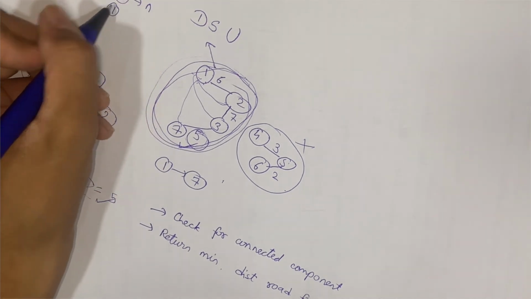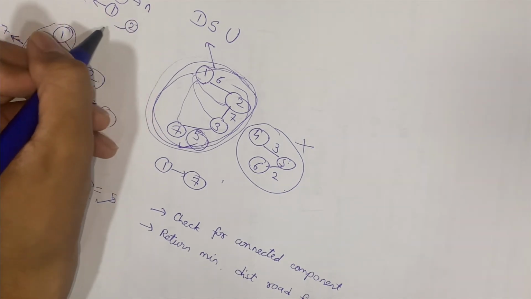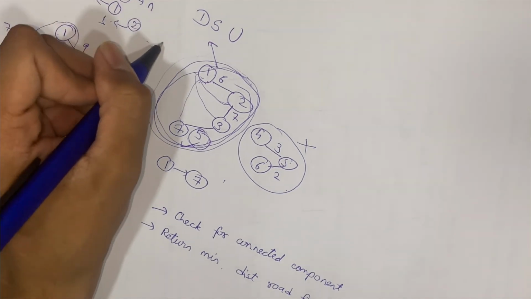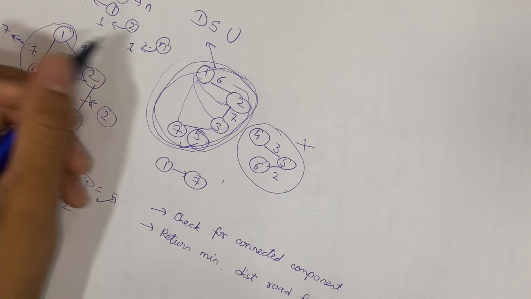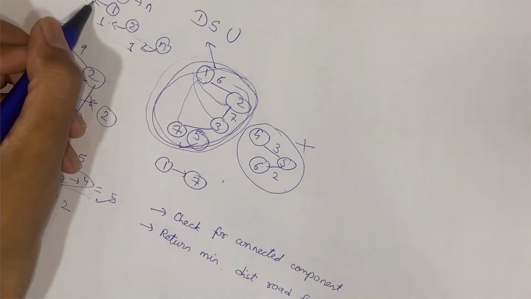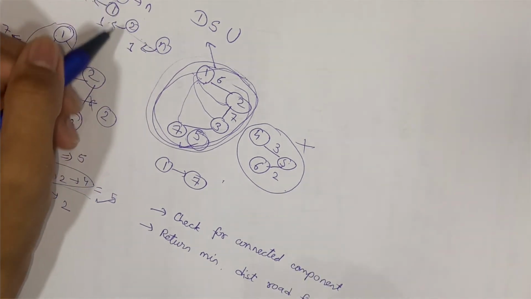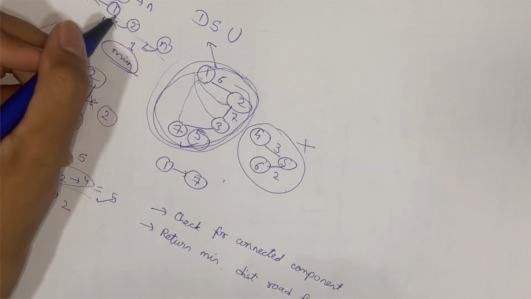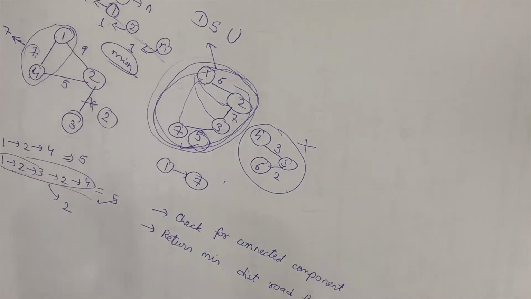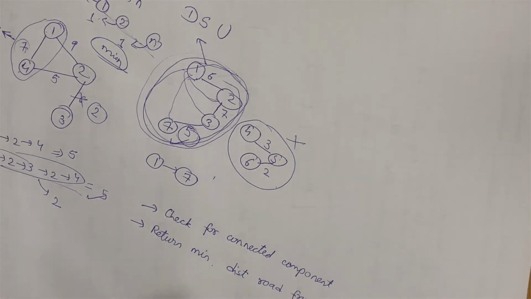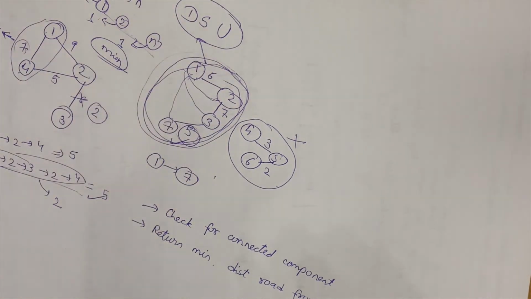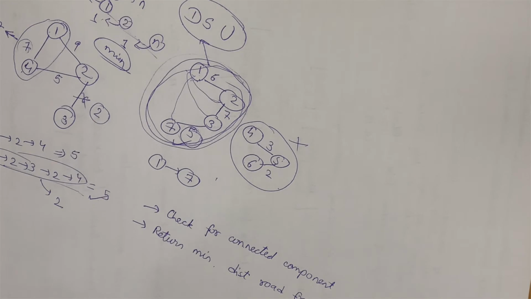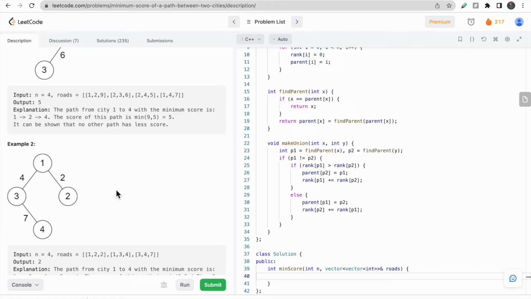Like parent of 1 is 1, parent of 2 is 1, and similarly for parent of n is 1. So we will check if the parent is the same as the parent of 1, and we will choose the minimum distance from those nodes. Okay, so this DSU data structure makes it simple. I hope this is clear now. Now let's move on to the coding part.